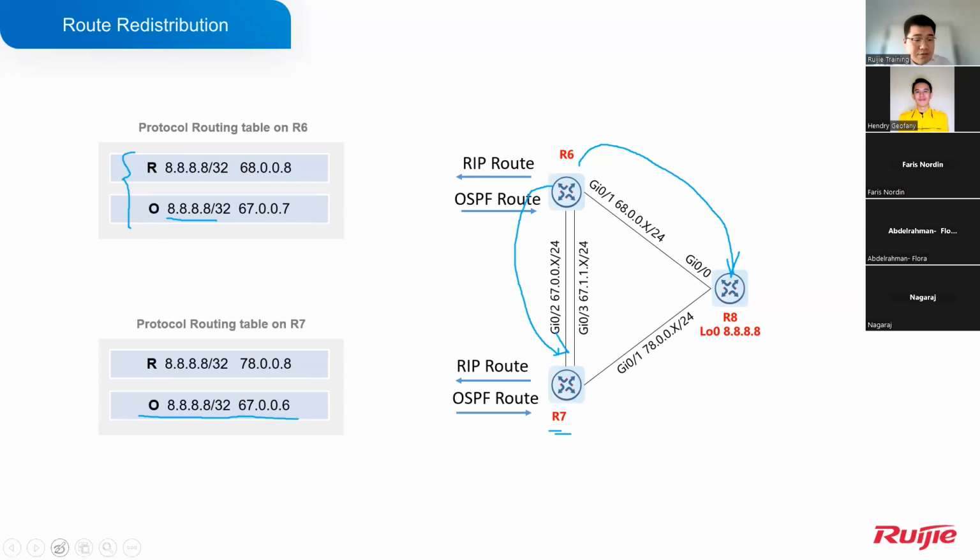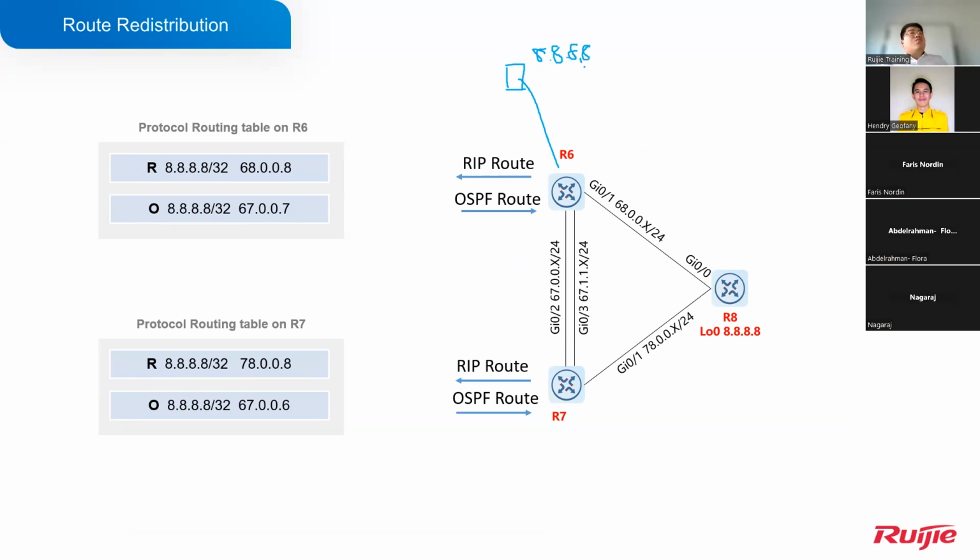Let's see if it's like this. For example, we have a packet here. The destination of this packet is 8.8.8.8. So it will have a problem. Do you know what the problem is? You can analyze it by yourself. What's the problem that would occur in this case?